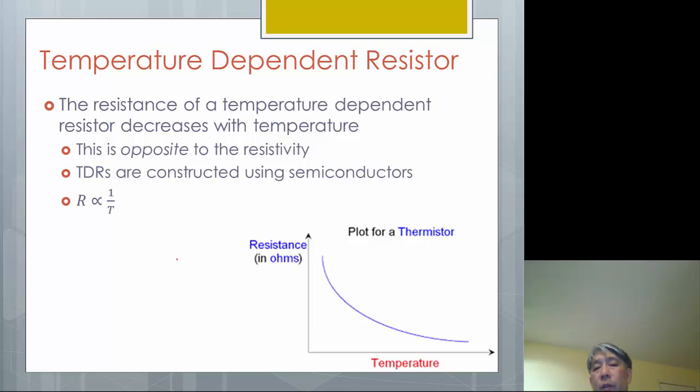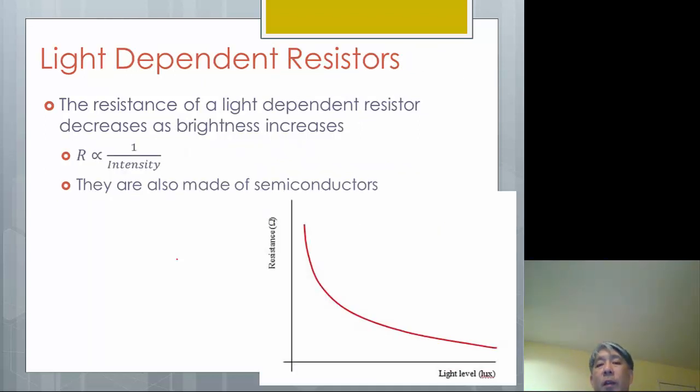The temperature-dependent resistor will decrease in resistance as temperature increases. This is opposite the resistivity we talked about, and that's because thermistors are made out of semiconductors, so you need to understand that as temperature increases, your resistance will decrease. Same for a light-dependent resistor. As the light level increases, as it gets brighter, my resistance will decrease. Again, light-dependent resistors are made out of semiconductors.